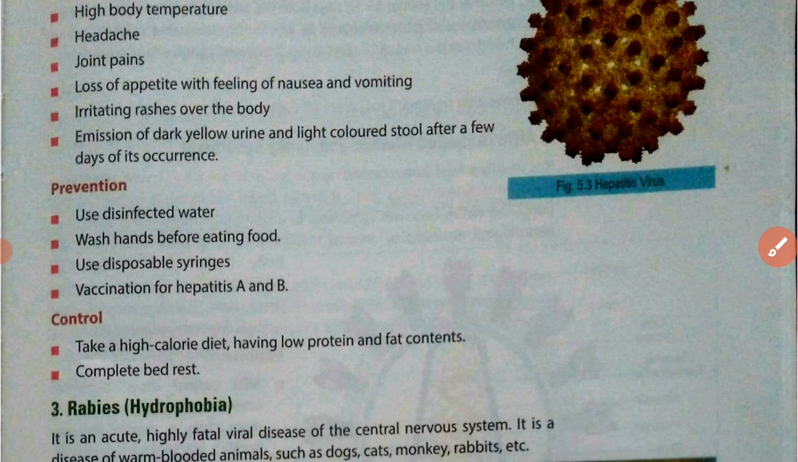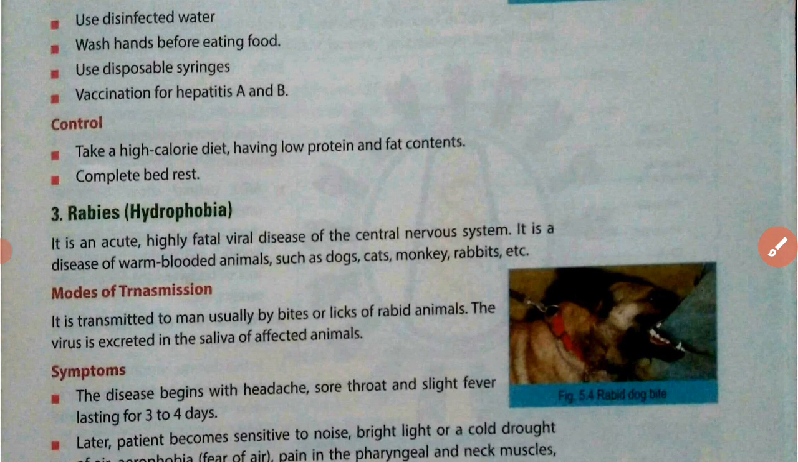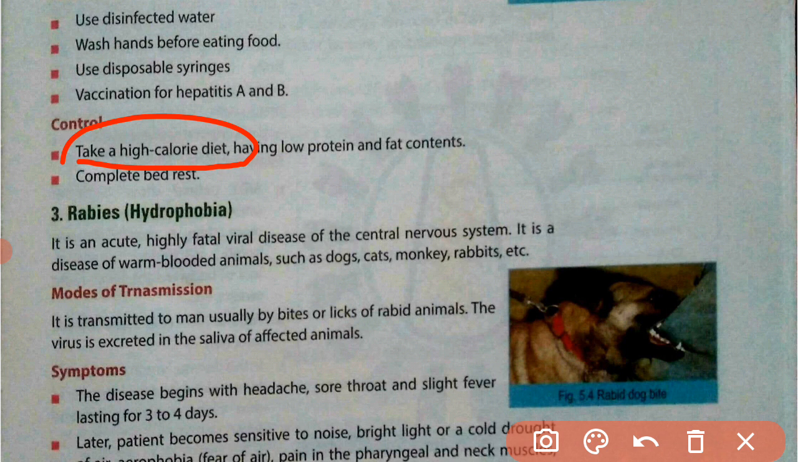Now we will talk about the control. How can we control this disease? If any person is suffering with this disease, how can he or she control it? Take a high calorie diet. That person should take a high calorie diet, because that person needs more and more energy. So a high calorie diet can help them.